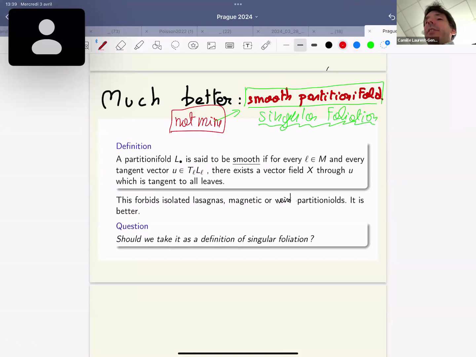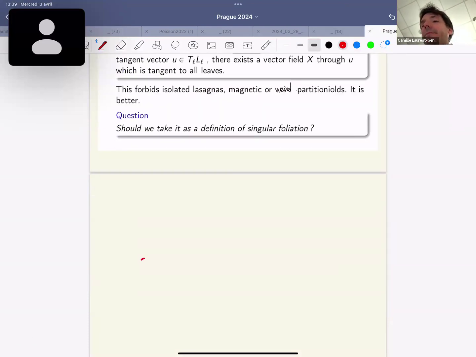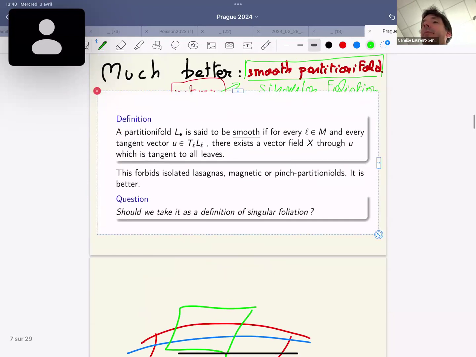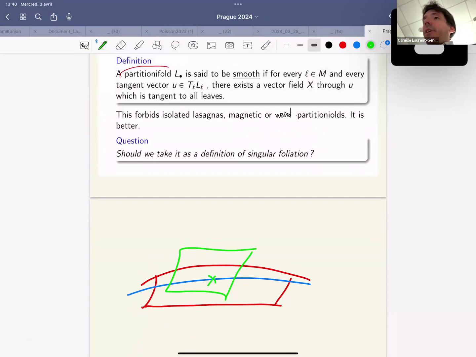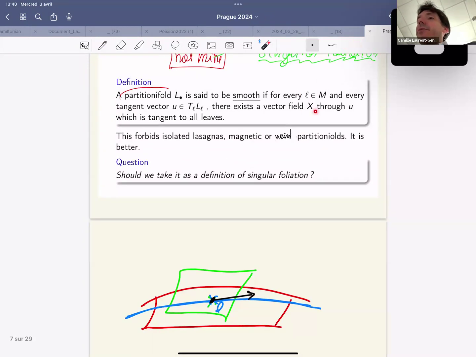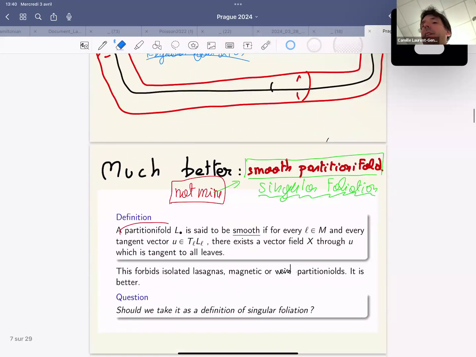So what is a smooth partitionifold? It's just a partitionifold L. So the initial manifold is made of a disjoint union of submanifolds, but you crucially add this condition. If you take a point in L, like this point, you have the leaf through it, which is this manifold here. And what we ask is that if you take any vector tangent at this point to this leaf, there is a vector field around, call it U, which has the property that at every point it is tangent to the leaf where it is. You see?